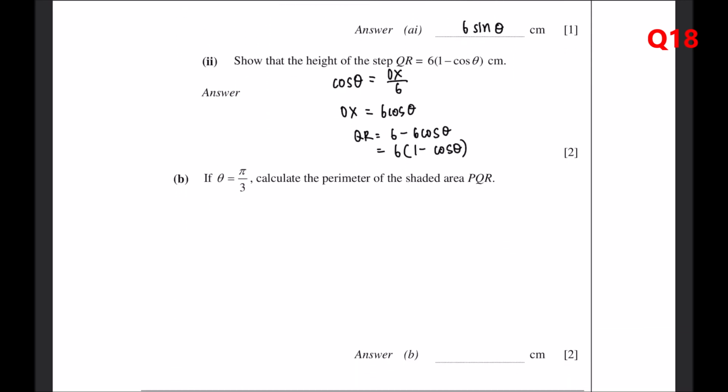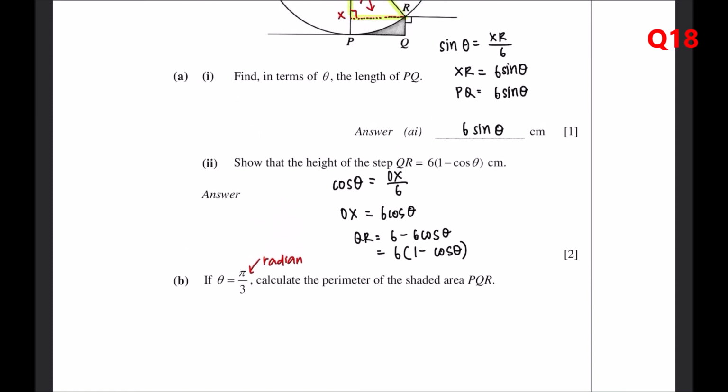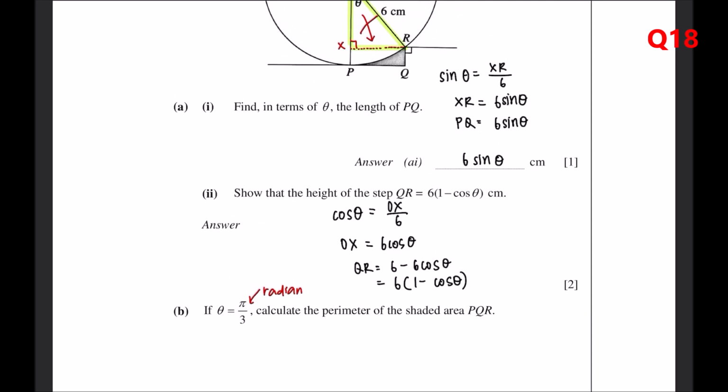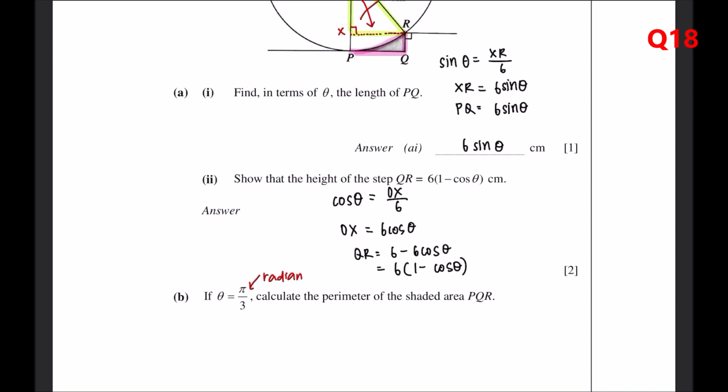And finally the last part, part B. They tell you that if theta is equal to pi over 3, calculate the perimeter of the shaded region PQR. You can see that pi over 3 here means that your angle is in the radian mode. So before you calculate, please make sure that your calculator is in the radian mode. I want to find the whole shaded area, the perimeter of the shaded area.